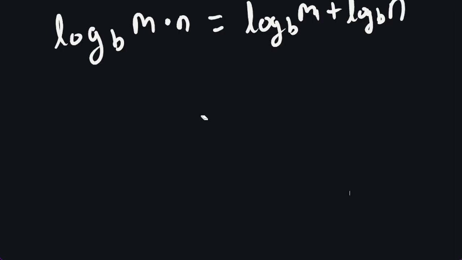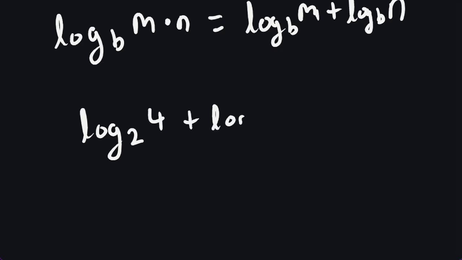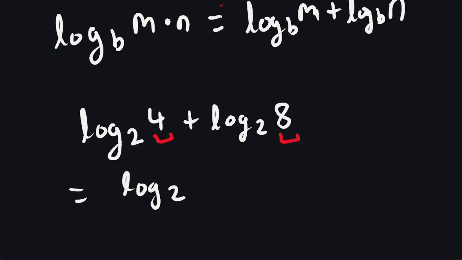It works the other way too, where if you're adding two logarithms, so log base 2 of 4 plus log base 2 of 8. If you're adding these two logarithms, you can combine them using the product rule and then multiply the 4 and the 8. So this equals log base 2 of 4 times 8. So 4 times 8, which is 32. And that is how the product rule works.